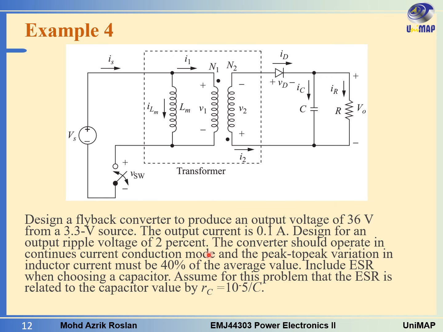The converter should operate in CCM, and the peak to peak variation in inductor current must be 40% of the average value. So this is an important value. You will use this value to find the delta iLm later on. Include the equivalent series resistance when choosing a capacitor, and assume for this problem that the equivalent series resistance is related to the capacitor value by Rc equals 10 to the power of minus 5 divided by C.